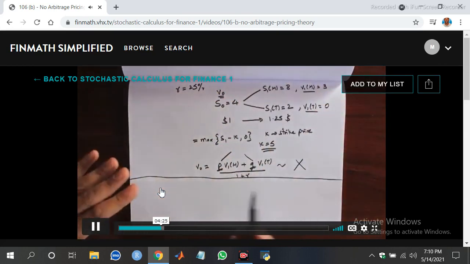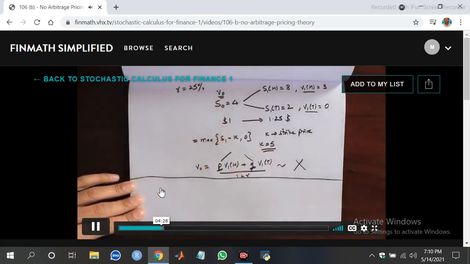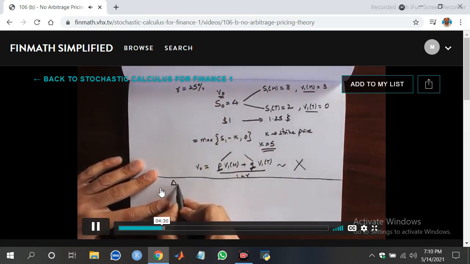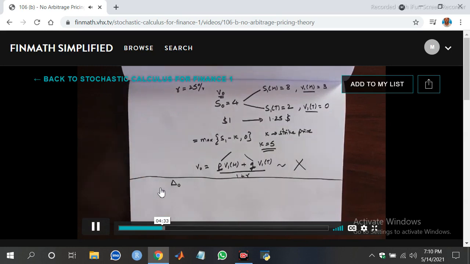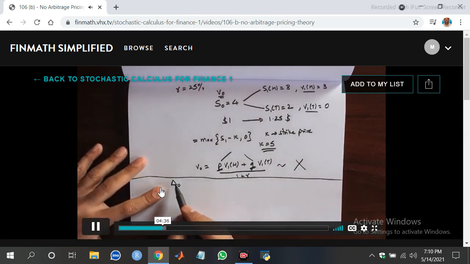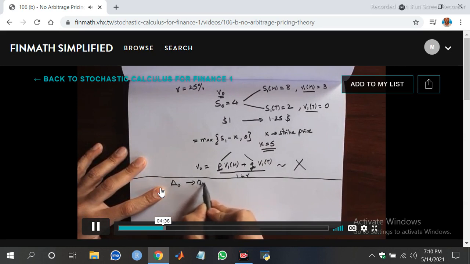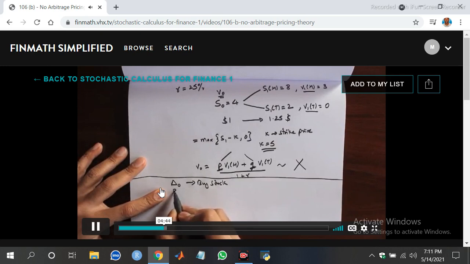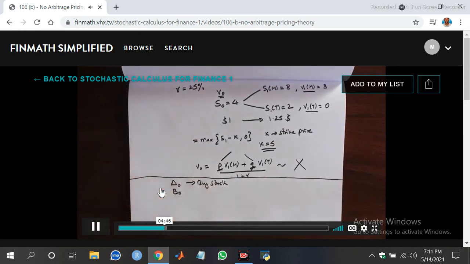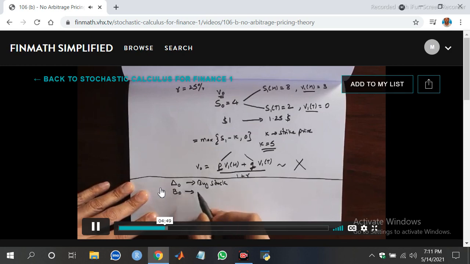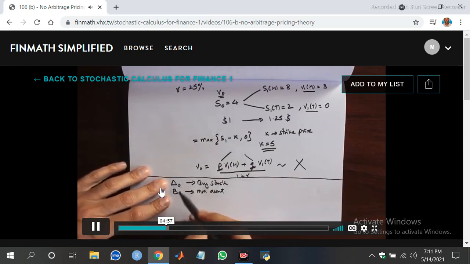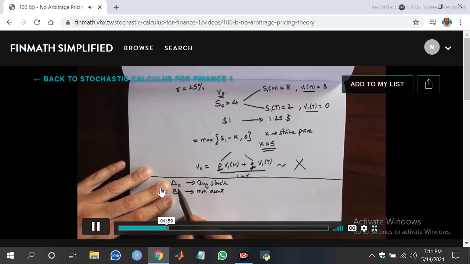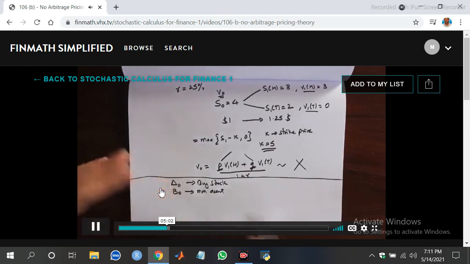And the way we're going to do it is, let's assume that at time 0, we buy delta 0 stock. We buy delta 0 shares of stock. And let's also assume that B0 is some quantity of money that we put in our money market account. So we have two positions at time 0. We buy some stock, delta naught shares, and we put some money, B0, in the money market account.